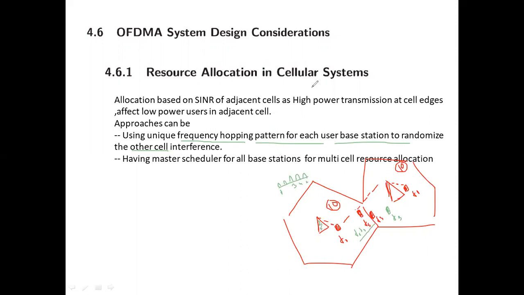This was one. What can be the second approach? The second approach can be having a master scheduler. Having the master scheduler in the sense what? Suppose I have one tower here, and say there is a third tower in this range. Then suppose all these three towers are being controlled by one more control station here, so that this control station knows exactly which users are at the cell edge, which users are in the cell center, and which frequency allocation to a particular user might cause an issue, and avoids the situation.